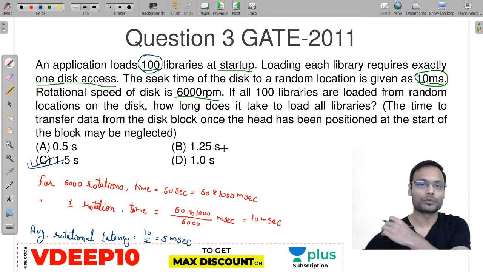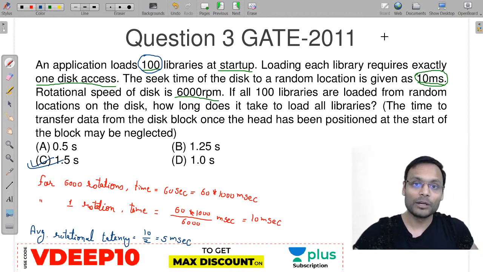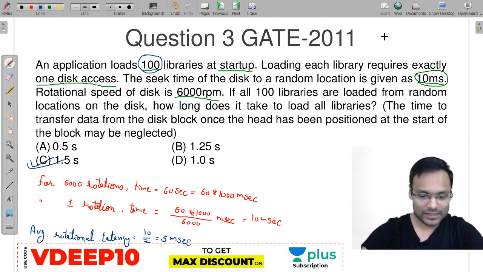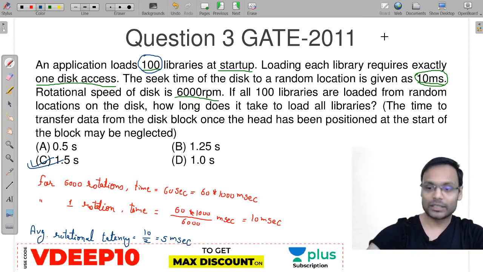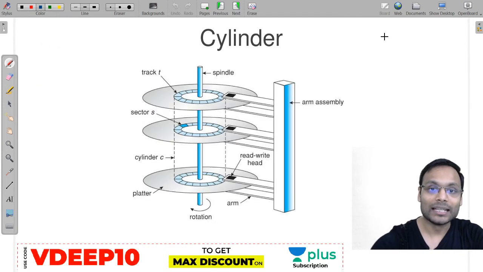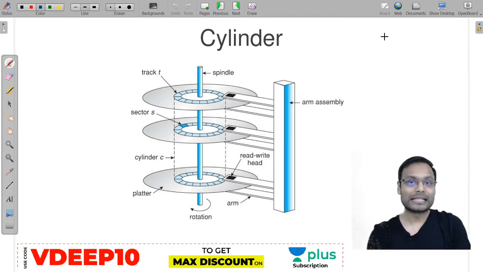Great, superb, very good. If you are able to follow me, if you are able to follow the answers, that's amazing. Okay, fine. Now let's go for the next one. Another thing is a term called a cylinder.